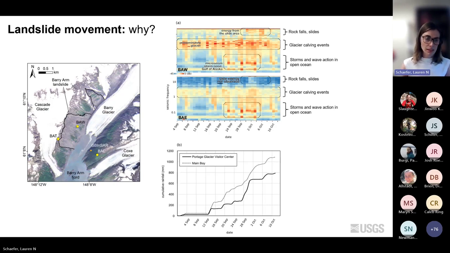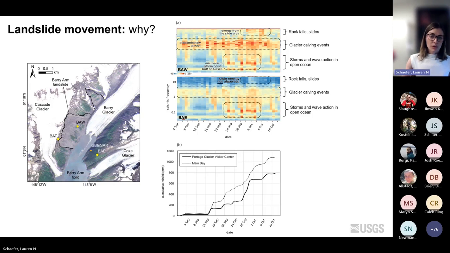So we have the seismic frequency on the left and time on the bottom. And then down here, we have cumulative rainfall from regional stations, same time on the bottom, and millimeters of cumulative rain on the y-axis. When we're looking at the spectrogram, these low frequency energies represent storm and wave action in the Gulf of Alaska, the microseism. Elevated energies between about 1 and 4 hertz are associated with glacier calving events, and strong energy above 10 hertz is associated with rock falls and mudslides occurring closer to the seismic stations.